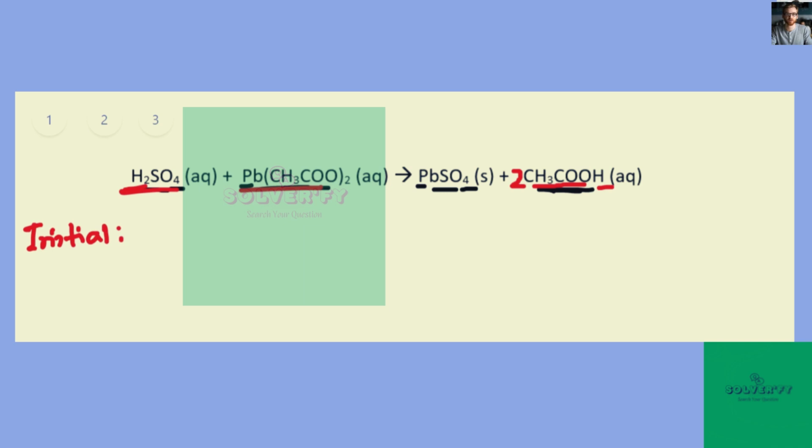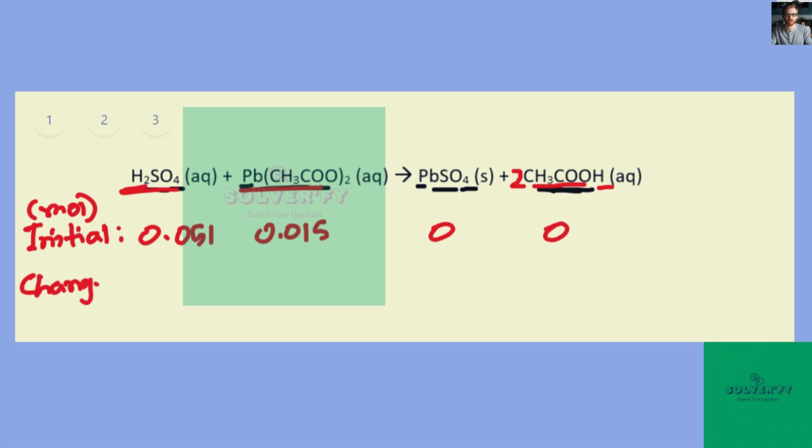So the initial amount of H2SO4 is 0.051 mole. We are writing the mole here since all the amounts will be in mole. So the initial amount of sulfuric acid is 0.051 mole, and for lead acetate the initial amount is 0.015 mole, and initially we don't have any lead sulfate or acetic acid. Then we'll find out the change.